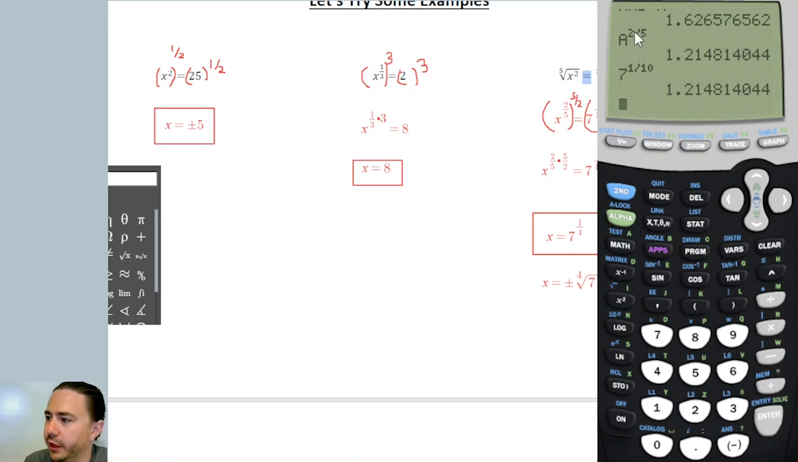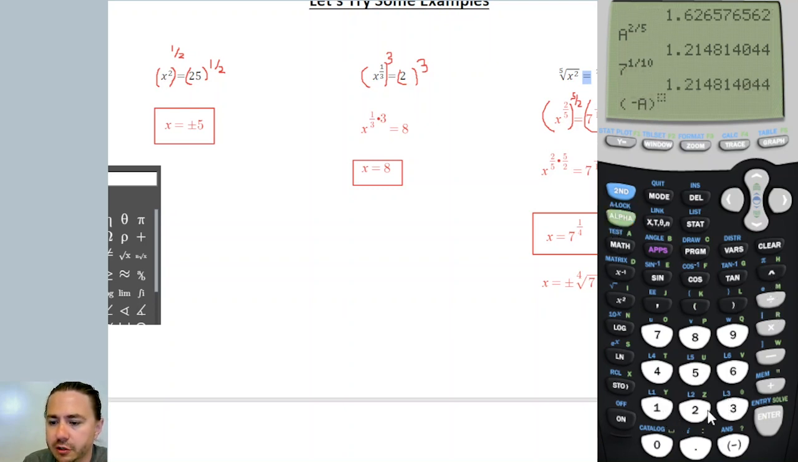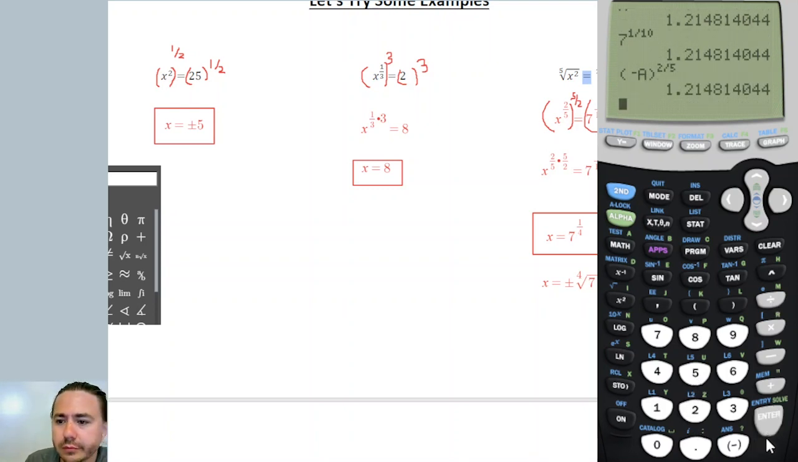I'm not sure, let's see what happens. So we're going to say negative A, I'll put that in parentheses, to the 2/5 power. The question is, is this plus or minus? My gut says yes, but I could be wrong. All right, so it is also the negative.